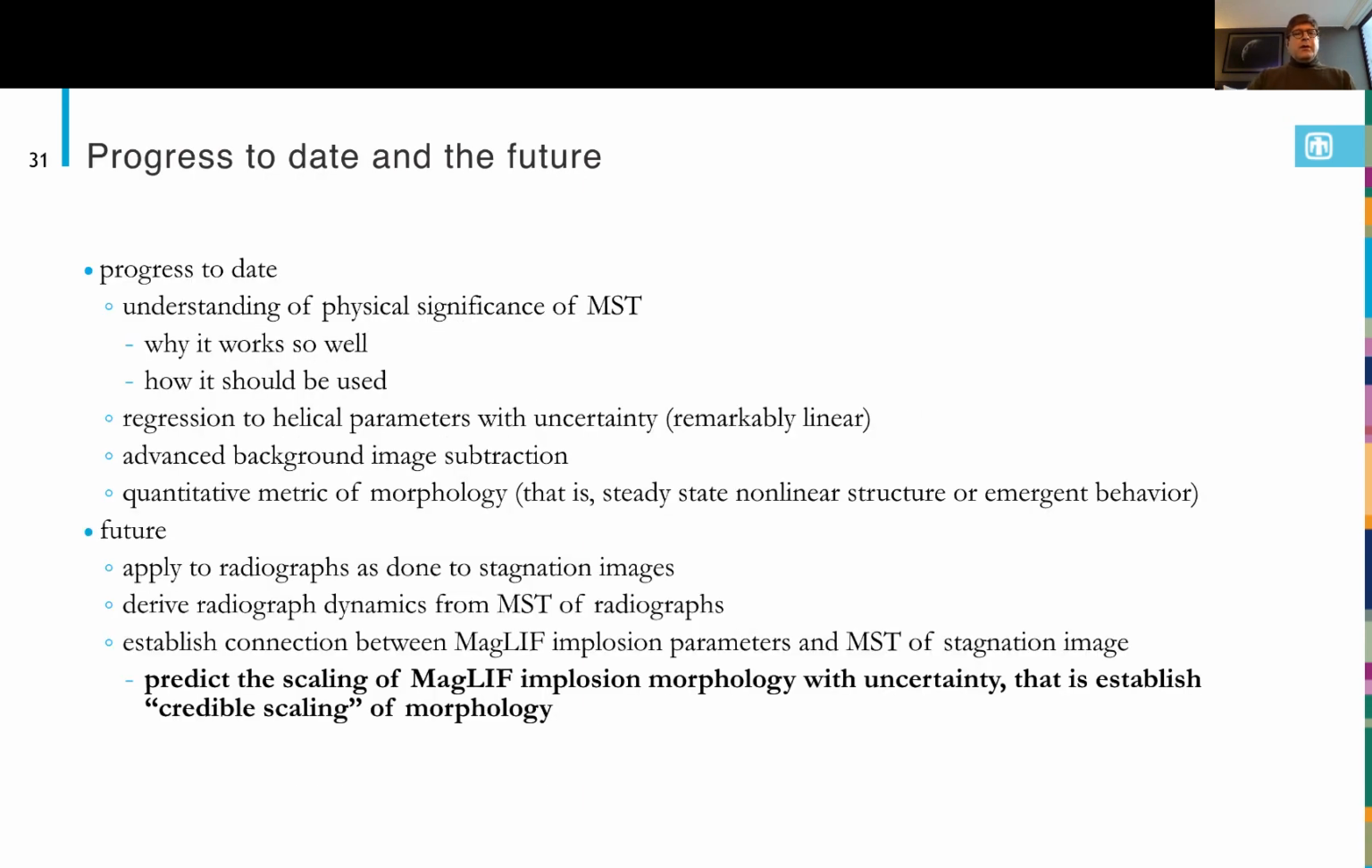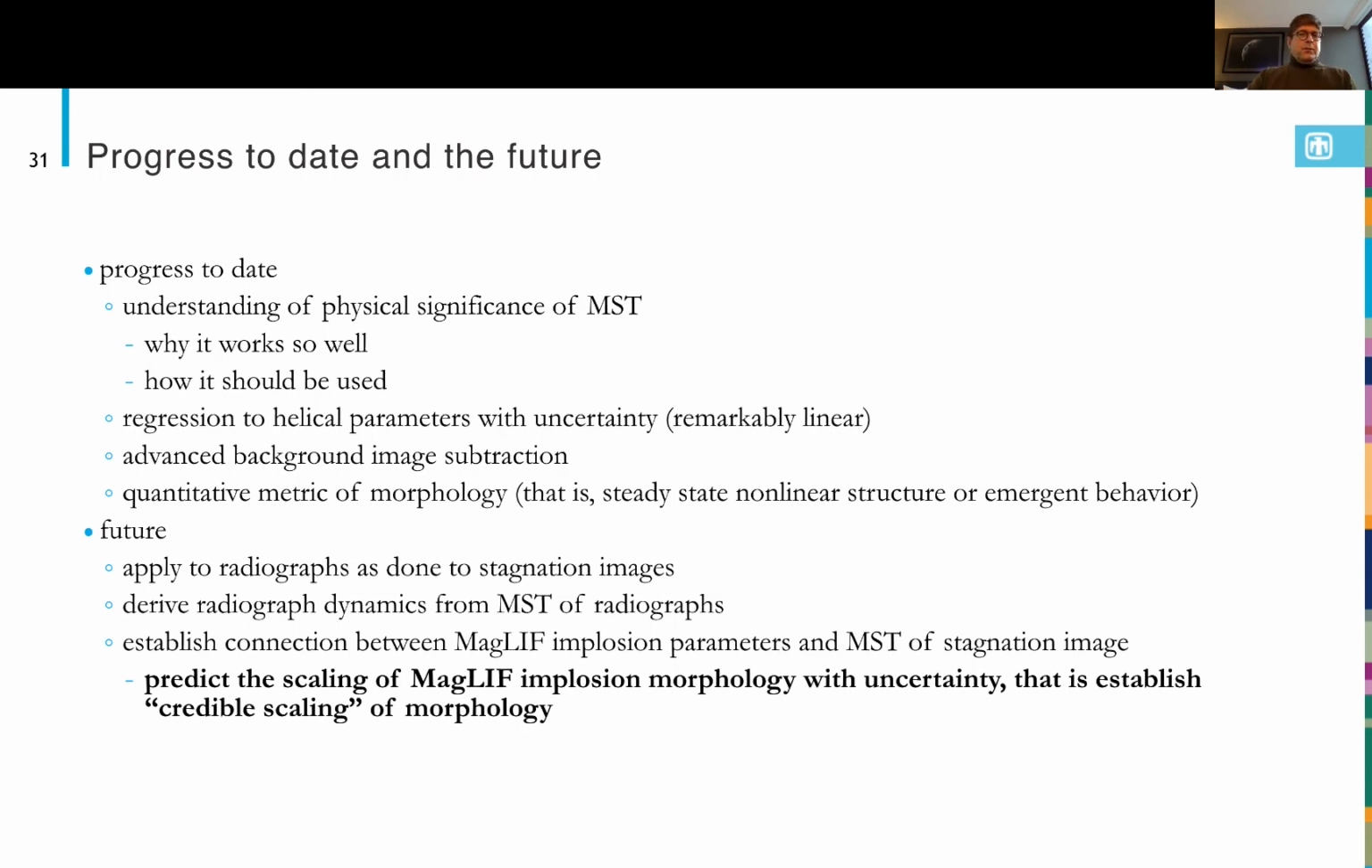Okay, so what ends up being our progress to date? I've showed you that we now have an understanding of the physical significance of the Mallat scattering transformation, which not only lets us know why it works so well, but how it should be used. And I'll be talking about two further uses of that. We've applied it to a regression to the helical parameters with uncertainty, which was part of the delivery of a level 2 milestone, and that's a remarkably linear regression. We also have used it for advanced background image subtraction, as well as quantitative metric of morphology, that is a steady state nonlinear structure or emergent behavior.